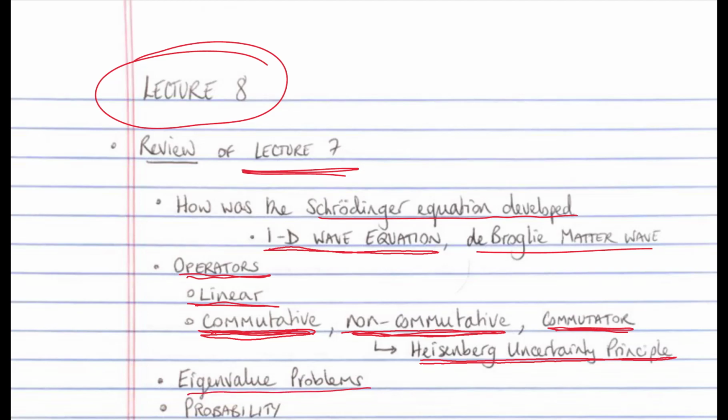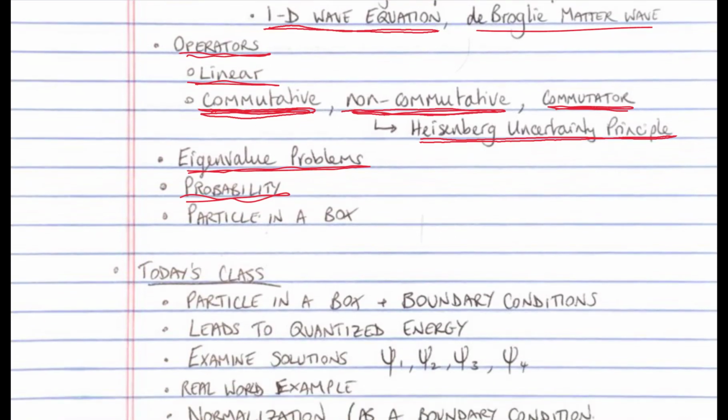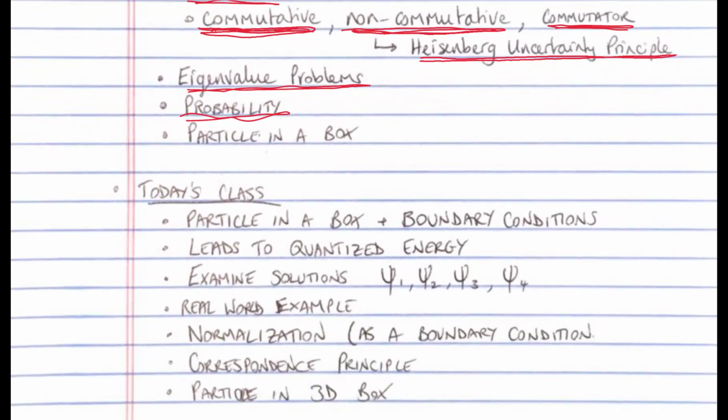So we looked at a couple of eigenvalue problems. I talked to you about how the wave function squared is interpreted to be the probability density, and then we started very briefly to look at the particle in a box. And so that takes us on to today's class, because we're going to continue thinking about the particle in a box, and we're going to introduce some boundary conditions. And it's those boundary conditions that lead us to quantized energy. So I'll demonstrate that in today's class.